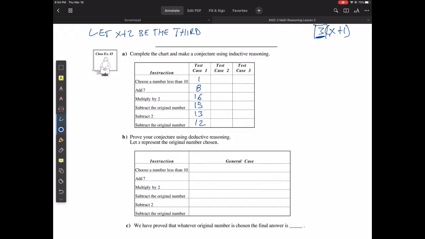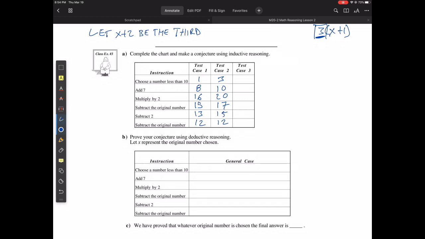Okay, then let's pick 3. If I take 3, I add 7, I'm going to get 10. I multiply by 2, I get 20. Subtract the original number, and it's going to become 17. Subtract 2, and it becomes 15. And subtract the original number, and I'm going to wind up with 12. Okay, well, I got the same answer as I got in case 1.